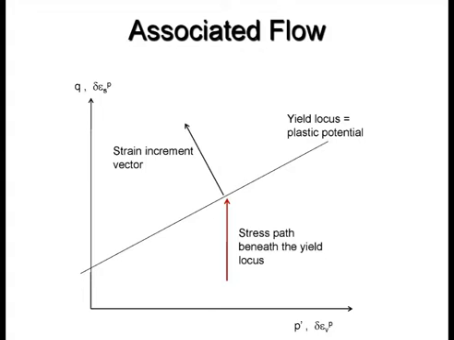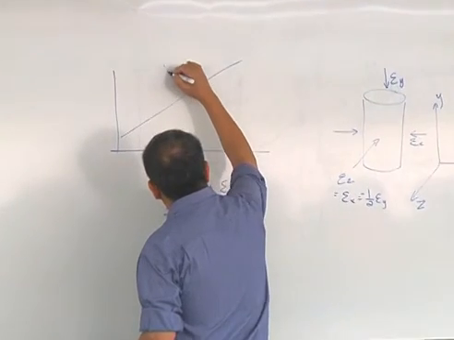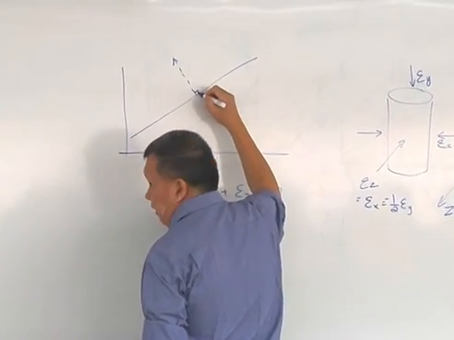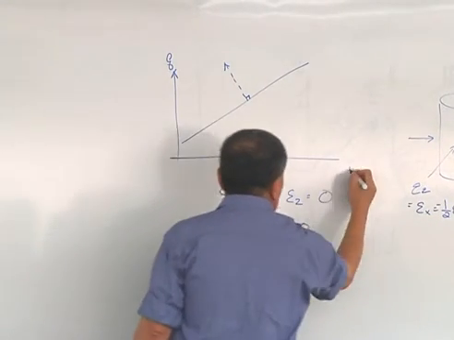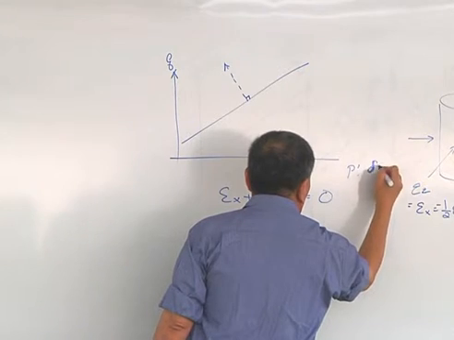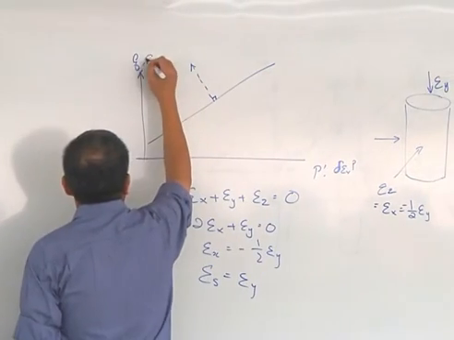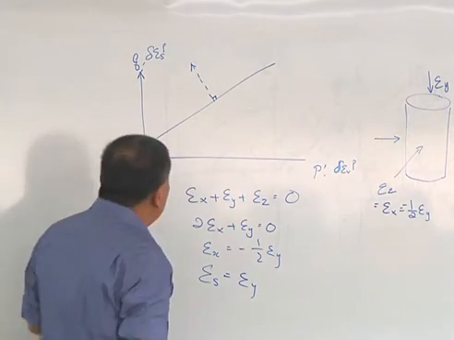Now, if the strain increment vector is pointing in this direction, how does that determine the flow? How do you interpret this strain increment vector? Unfortunately, I haven't got it there, so I will just sketch it on the board. So you've got a strain increment vector. This is the plastic potential, and this is the strain increment vector at this particular point. This is Q, this is P dash, and this is the delta epsilon Vp, delta epsilon Sp. Alright, this is the strain increment vector.